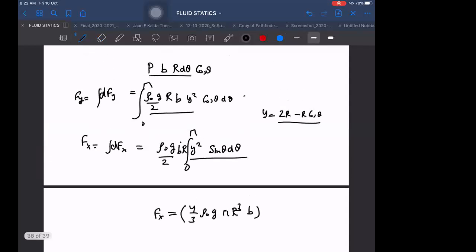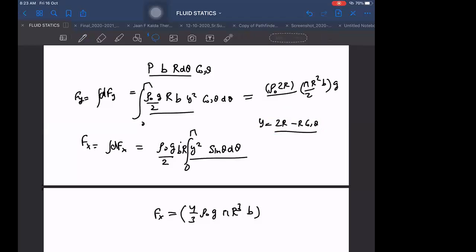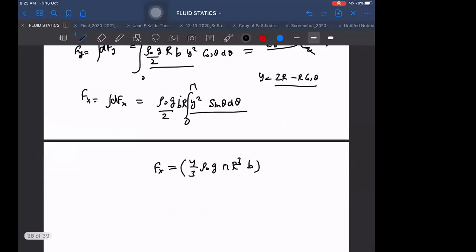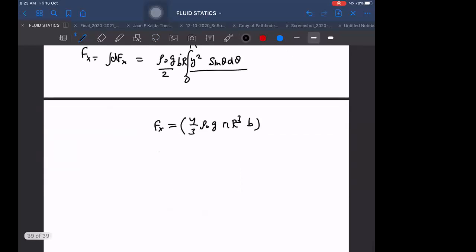What are you saying? Fy's answer will be rho at the center, which is rho naught into 2r into volume. Volume is pi r square by 2 into b into g. That is Fy's answer. Sir, then by 2 we will not get by 2, sir. No, by 2 is getting cancelled here. Okay, sir. By 2 is getting cancelled. Okay. Yes, sir. Fine. FX also we got.